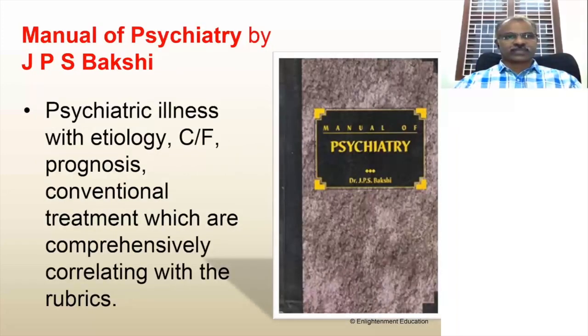Then another book, Manual of Psychiatry by Dr. J.P.S. Bakshi. In this book, they give the psychiatric illness with its etiology, clinical features, prognosis, conventional treatment, along with the related rubrics for each condition. Suppose anxiety neurosis, they will give the etiology, clinical features, prognosis, conventional treatment, etc., followed by the related rubrics for anxiety neurosis.